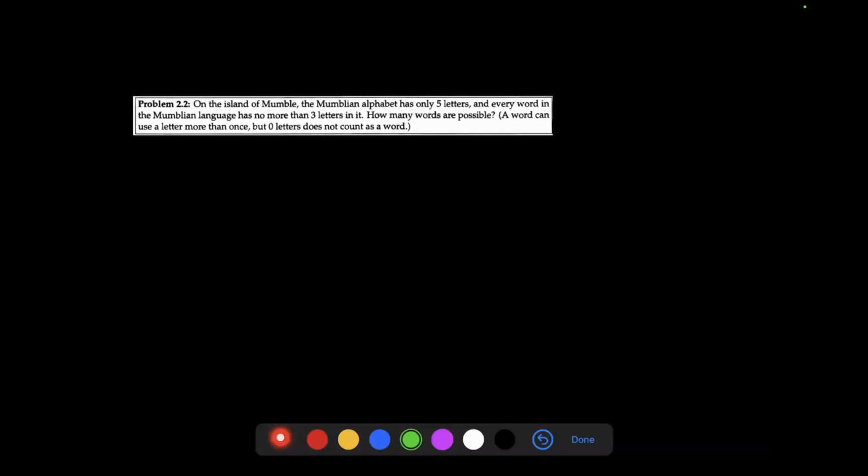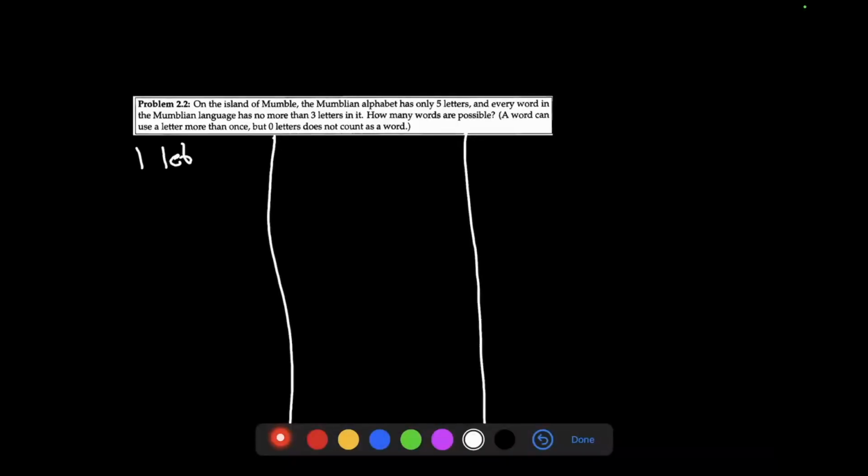So we've got a different problem. On the island of Mumble, the Mumblean alphabet has only 5 letters, and every word in the Mumblean alphabet has no more than 3 letters in it. How many words are possible? A word can use a letter more than once, but 0 letters don't count as a word. So I guess then you split it into 3 cases. Either it has 1 letter, 2 letters, or 3 letters.